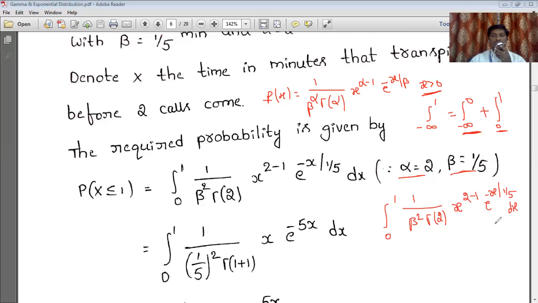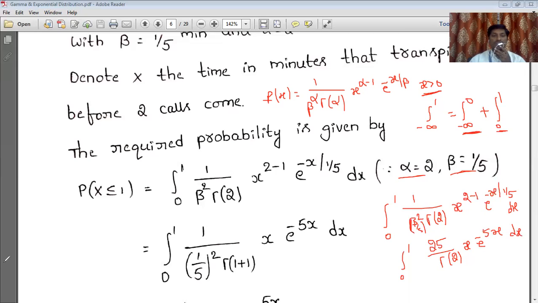So from this, beta is nothing but 1 by 5 whole square, right? So here we write 1 by 5 whole square, which is 1 by 25. That one goes to the numerator. Simply what we'll get is 25 by gamma 2, and x power 2 minus 1 is nothing but x, and next we'll get e power minus 5x dx.